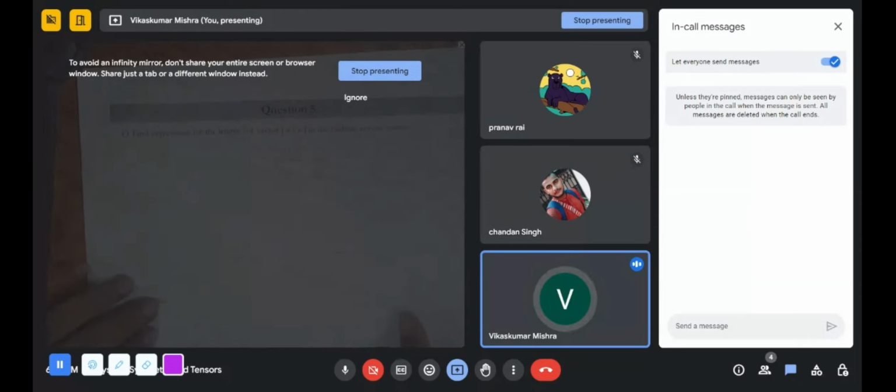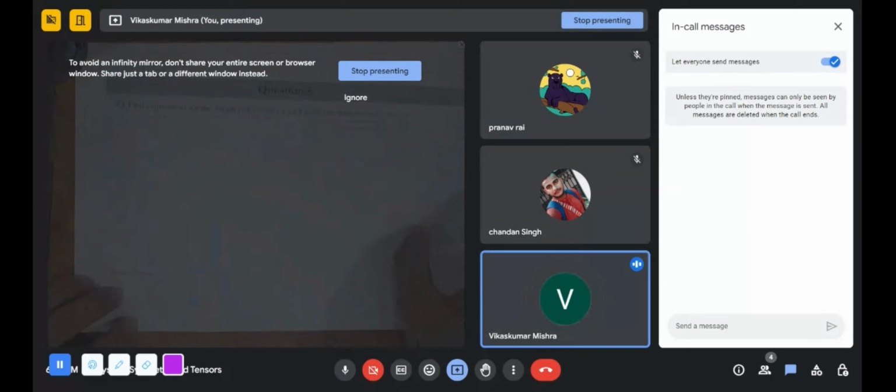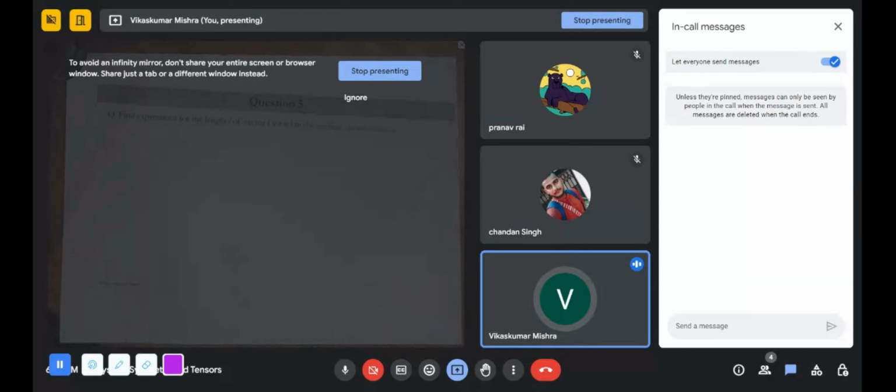Let's move to question number 5. Okay, so what is question number 5 asking us? Question number 5 is asking that we need to find the expression. We need to, okay, just a minute guys.